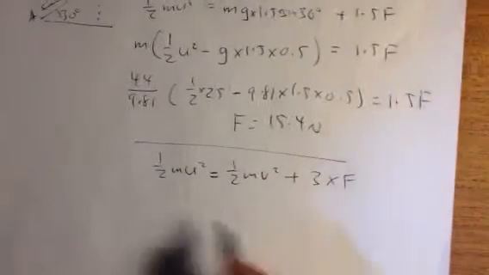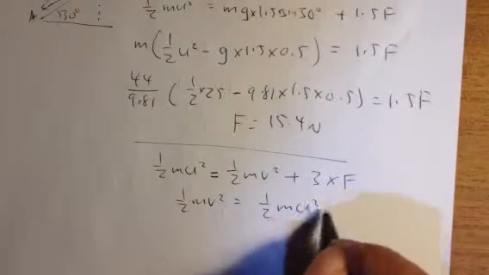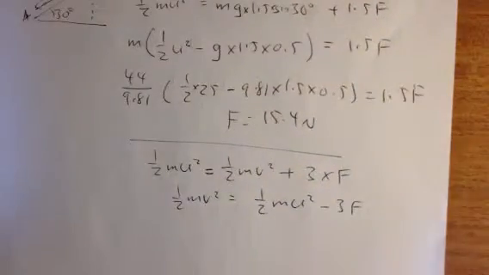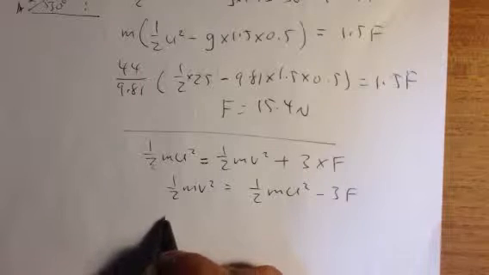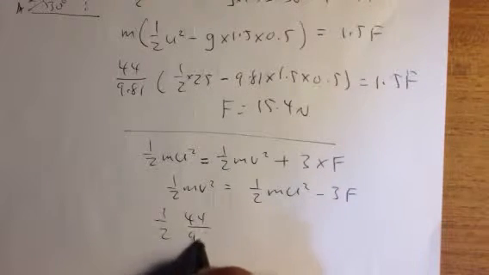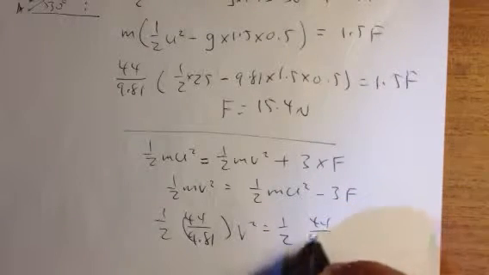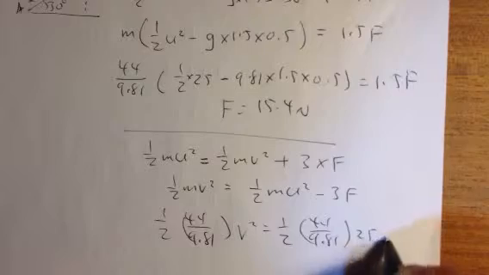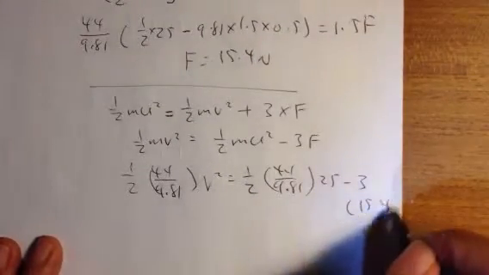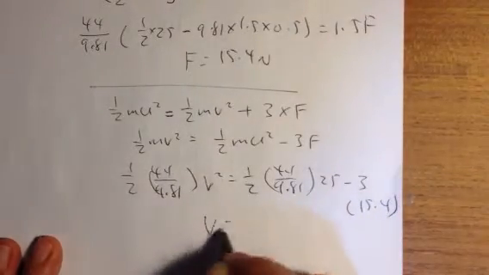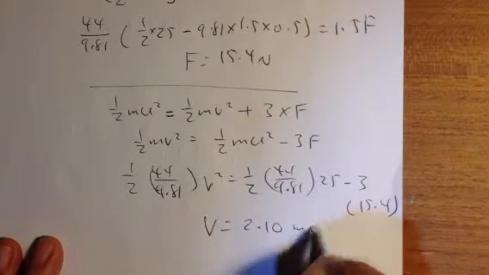Now that means half mv square is equal to half mu square minus 3F. We already know what F is, and we know what m is. Consider m is 44 divided by 9.81. v square equals half, 44 divided by 9.81, u square 25 minus 3 multiplied by 15.4. You can actually calculate v. v will be calculated to be 2.10 meters per second. That's it.